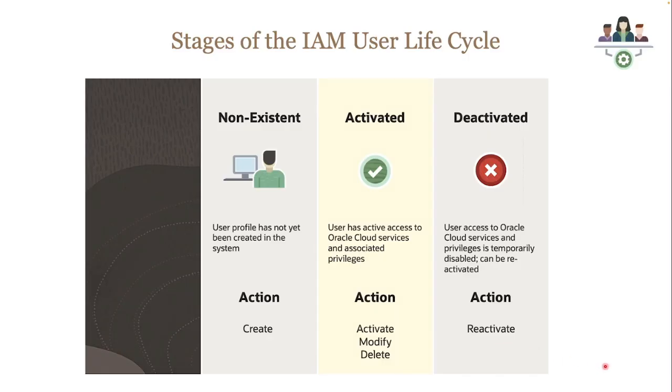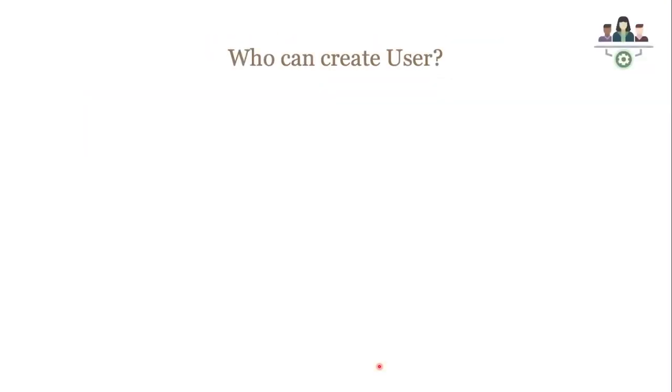Now consider a scenario where a user retires or leaves the company. In this case, the user account is deleted and all groups, application and admin role privileges associated with their account are revoked as a part of the workflow. So now you got to know the life cycle of the user. Now we will go ahead and see who can manage or create users.